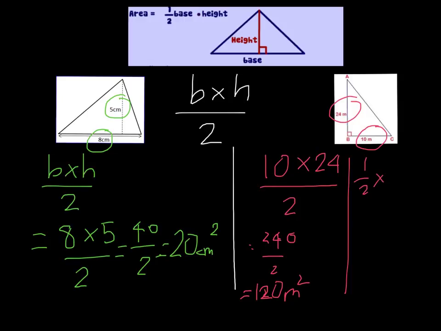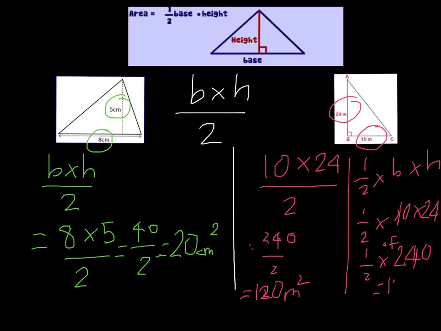Half times base times height, or half of base times height. So it'd be half of 10 is the base, times 24 of the height. So it'd be half times, or half of 240. The times sign essentially means of. So half of 240, or a half times 240, or 240 divided by 2, whichever way you want to think about it, is 120 meters squared. Now you can find the area of triangles.